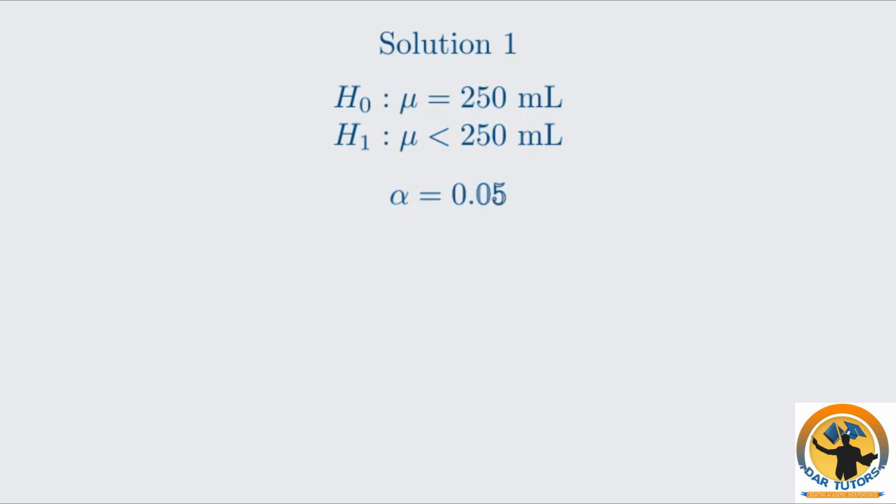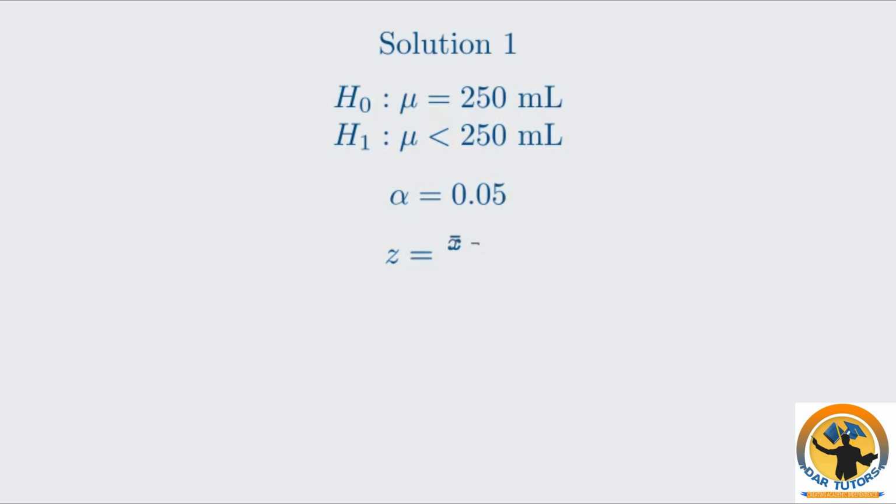First, the hypotheses. The manager is testing if the mean volume is 250 milliliters or less, so the alternative hypothesis is mu is less than or equal to 250. However, for a test, we always use a strict inequality for H1, and an equality for H naught. So H naught is mu equals 250, and H1 is mu is less than 250. The significance level is given as 5%, so alpha is 0.05.